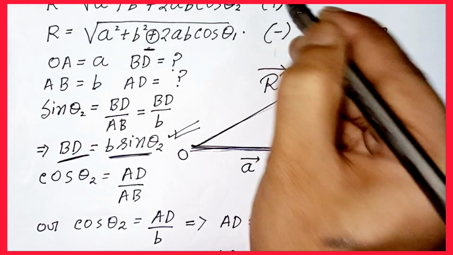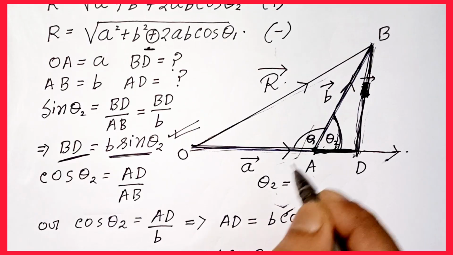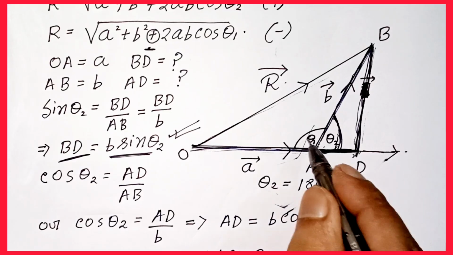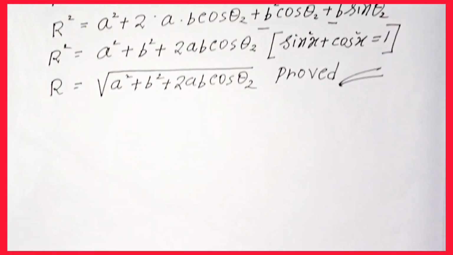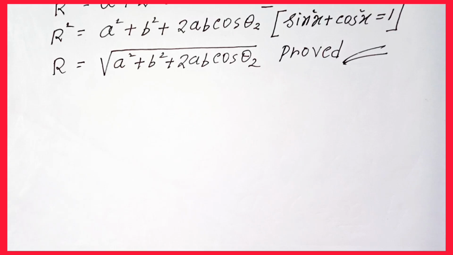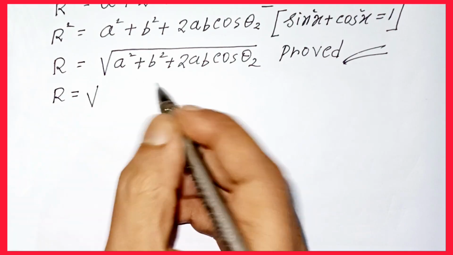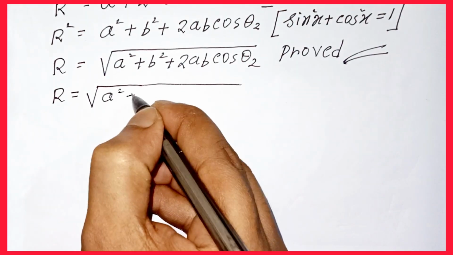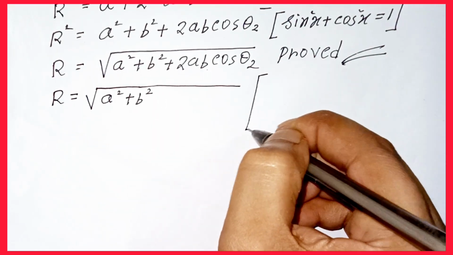Okay. So at first we have to know that theta 1 plus theta 2 equals 180 degrees. That is, what is theta 2? Obviously 180 minus theta 1. Yes, done. Put the value of theta 2 in the proved result, where R equals this equation. So R equals a square plus b square. Wait, slowly. At first you have to do rough work.